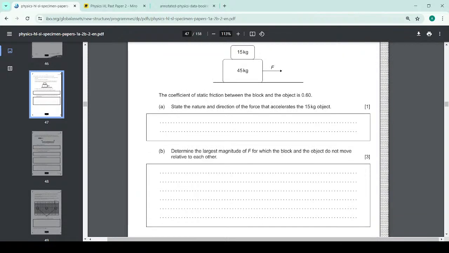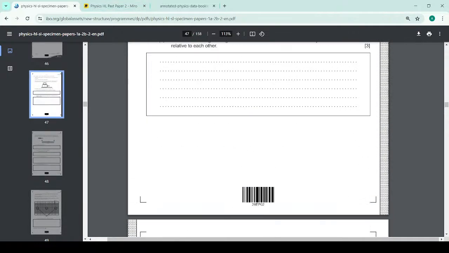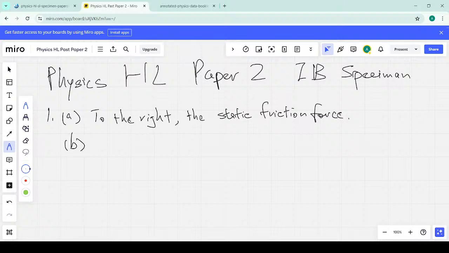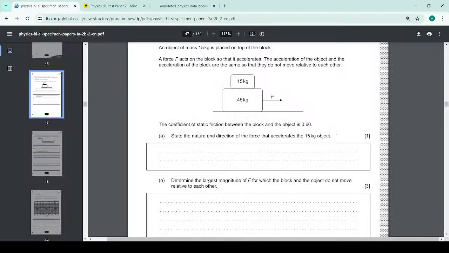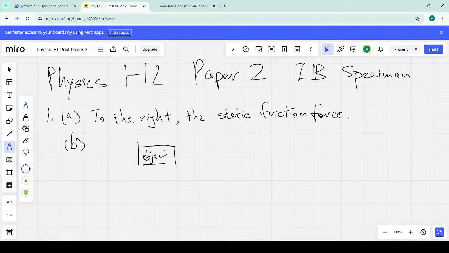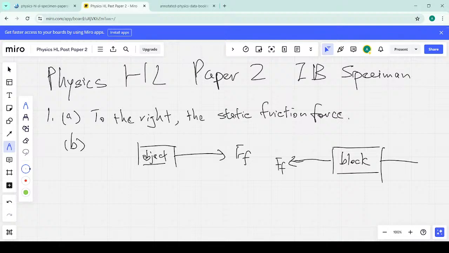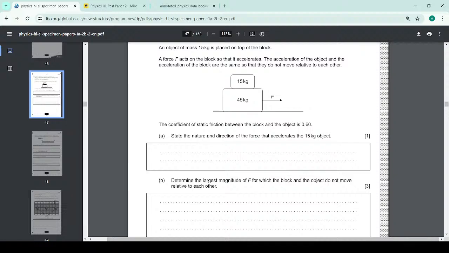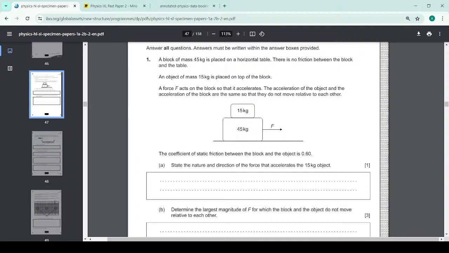Determine the largest magnitude of F for which the block and the object do not move relative to each other. Okay, just to make sure we don't confuse anything, we'll draw the free body diagrams. The block is this one and the top one is the object. For the object, there's only one force really, which is friction. For the block, there are two forces. Friction is going to oppose the other direction because of Newton's third law, there must be an equal and opposite reaction. So friction goes this way along with the force that's applied. There's no friction between the block and the table.